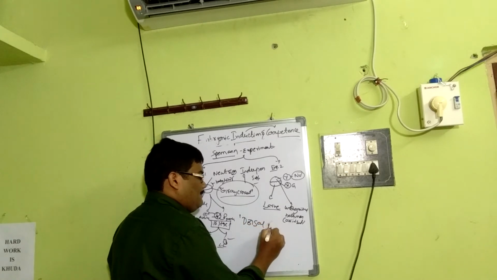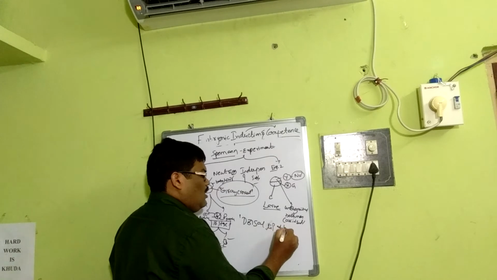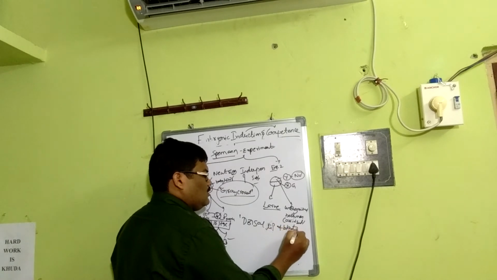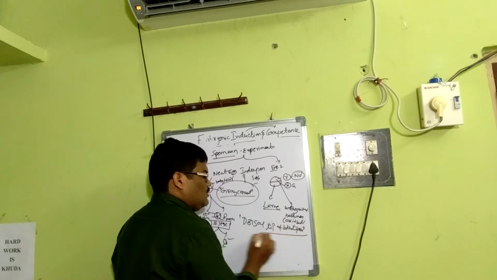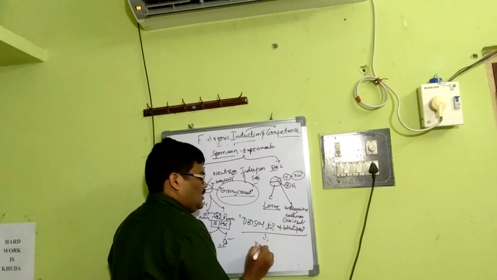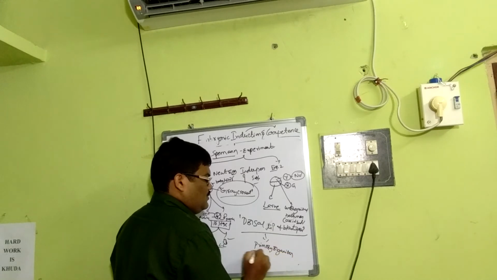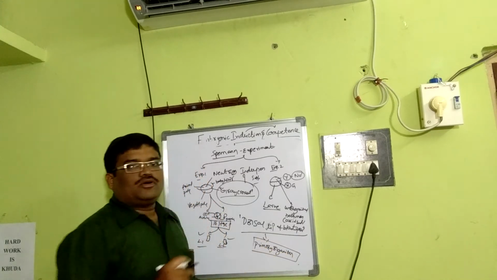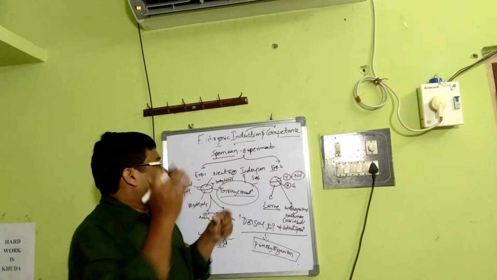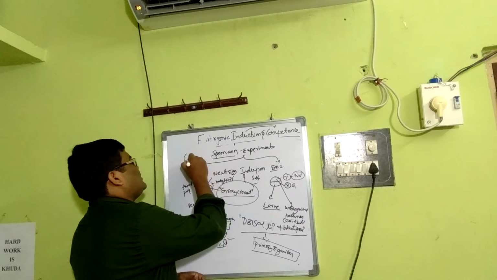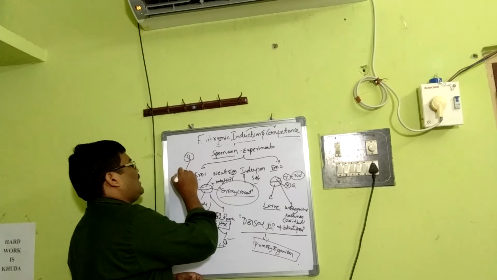Dorsal lip of blastopore serves as primary organizer. Primary organizer. This is very important. We have discussed it in gastrulation. Say for example, this is the gastrula, and this is the lip of the blastopore.